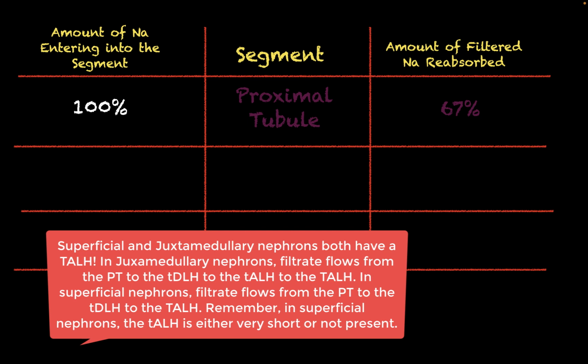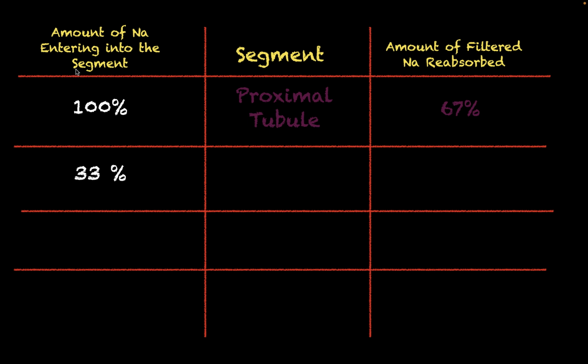Now, the thick ascending limb of Henle is going to receive a certain amount of sodium. After the filtrate passed through the proximal tubule, only 33% of the sodium that was filtered out of the glomerulus remains in the filtrate. So this remaining 33% goes through the thick ascending limb of Henle, and the thick ascending limb of Henle is going to reabsorb 25% of all filtered sodium. So as a result of this, after the filtrate passes through the thick ascending limb of Henle, we're only left with 8% of the filtered sodium that was filtered out of the glomerulus.